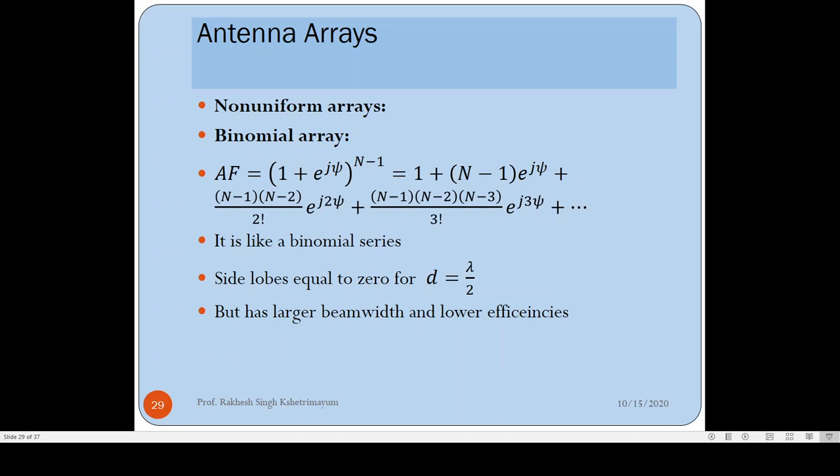And you can even have non-uniform arrays. Till now, in all the arrays we have considered, the inter-element spacing between the antenna elements is fixed, so this kind of array is called a uniform array. We can also have a non-uniform array. The simplest example is the binomial array. For the binomial array, the array factor will be the binomial expansion of (1 plus exponential j psi) to the power n minus 1. You know the binomial expansion: 1 plus (n minus 1) exponential j psi, plus, and so on.